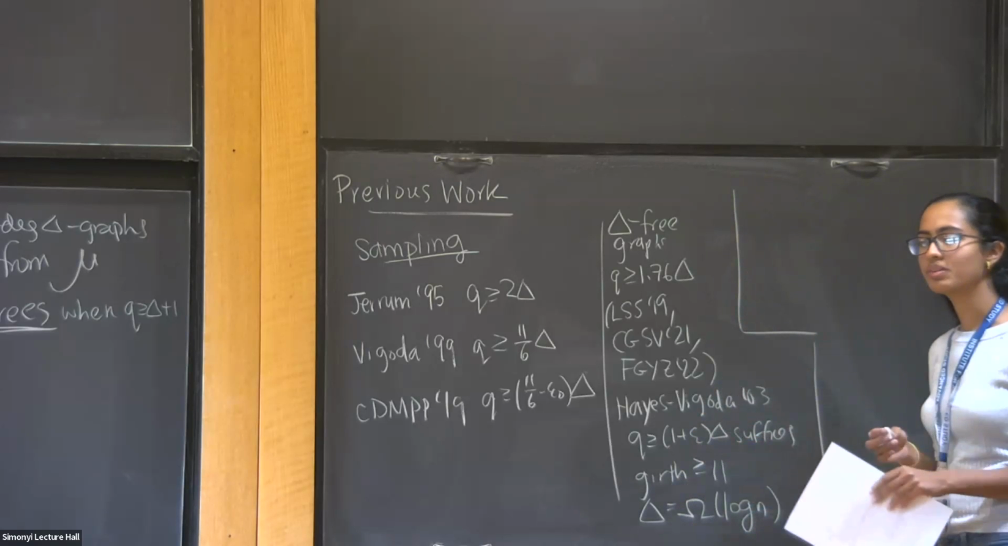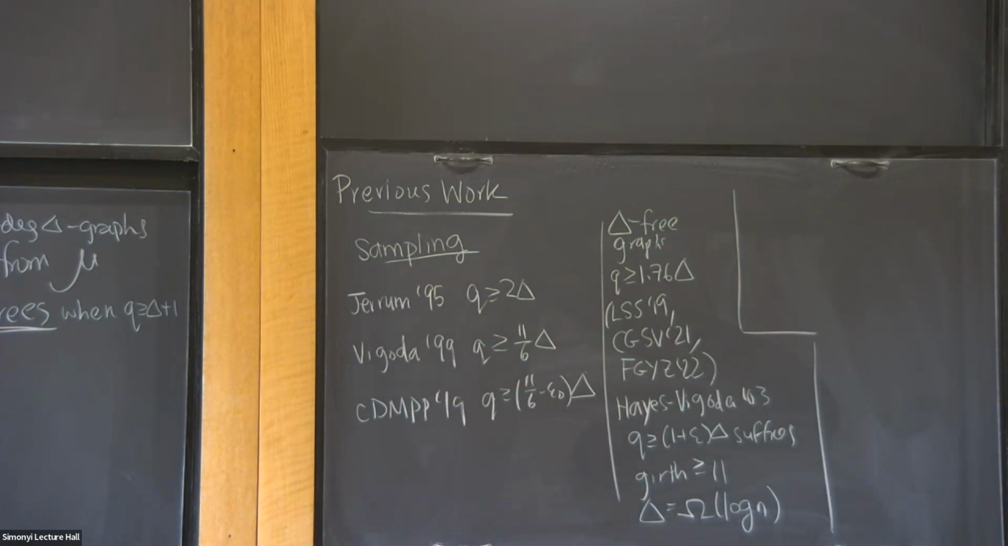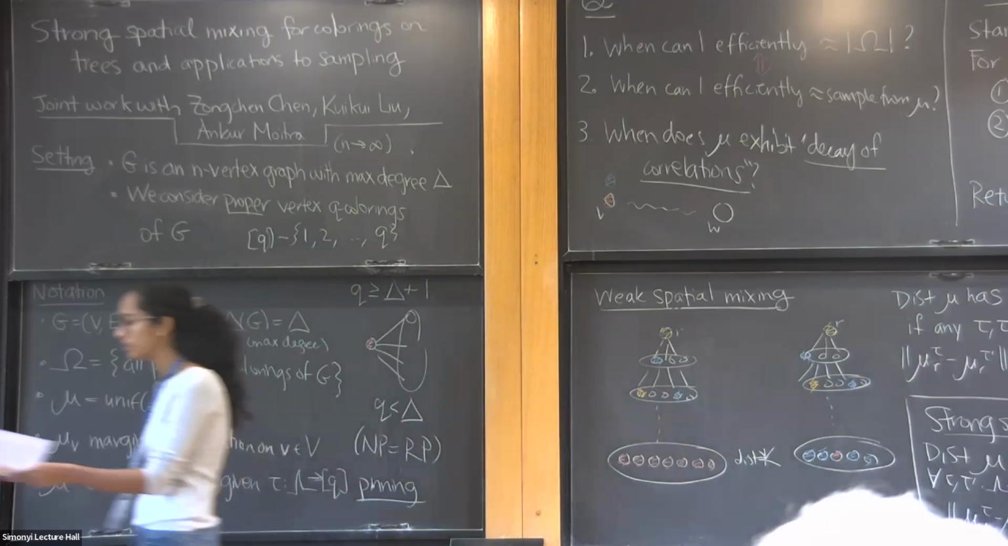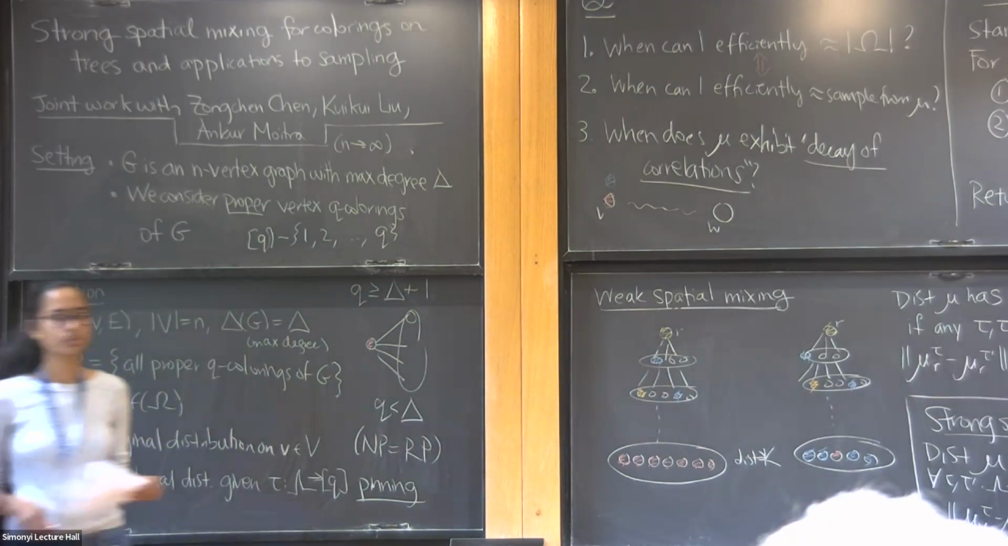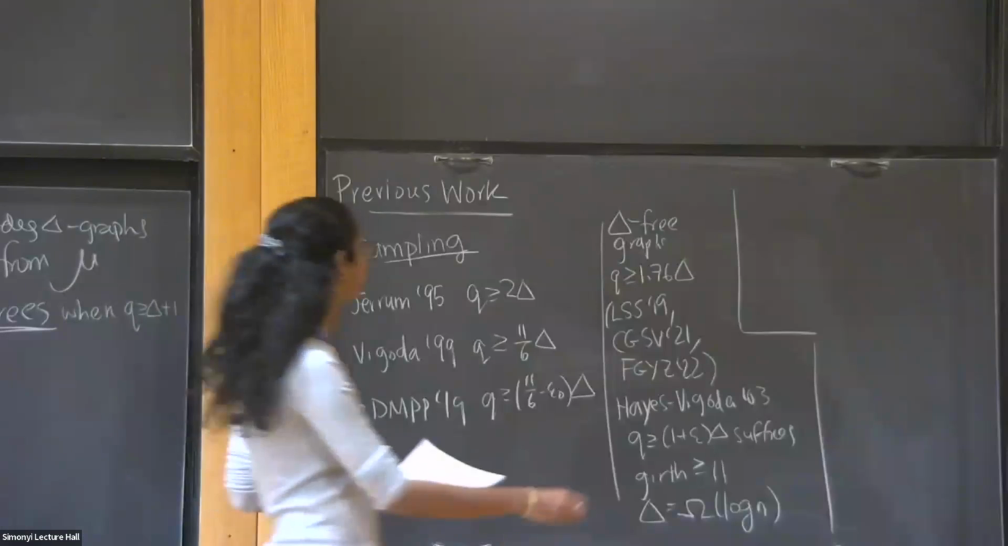So now let me tell you what was known about spatial mixing on trees. Given that it's so easy to sample on trees, you might think that people have known how to establish weak and strong spatial mixing on trees for a long time. And the answer is, surprisingly, that this is not true.